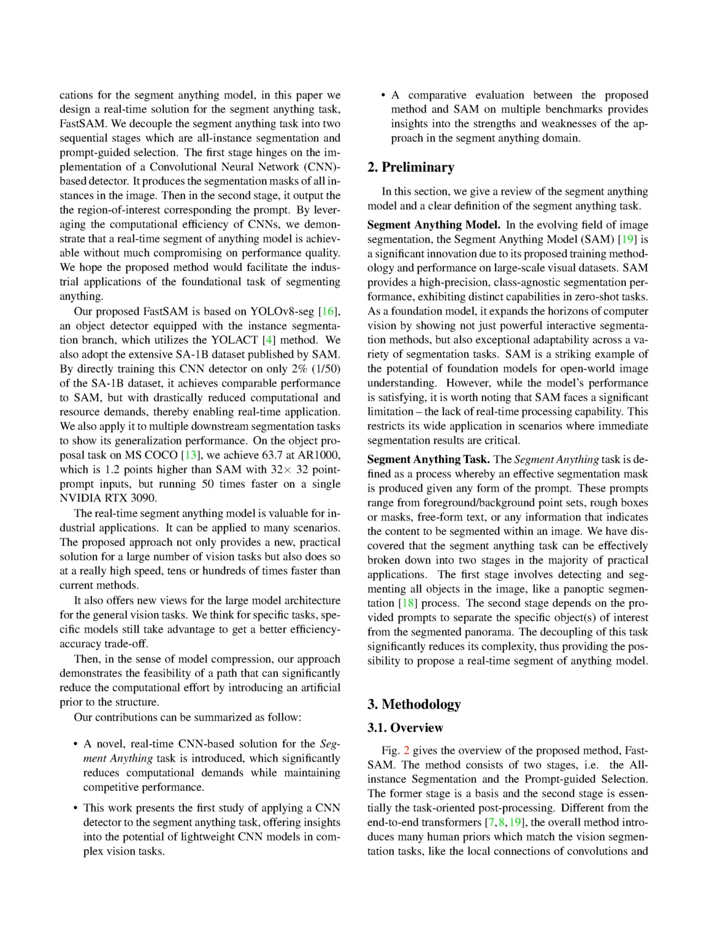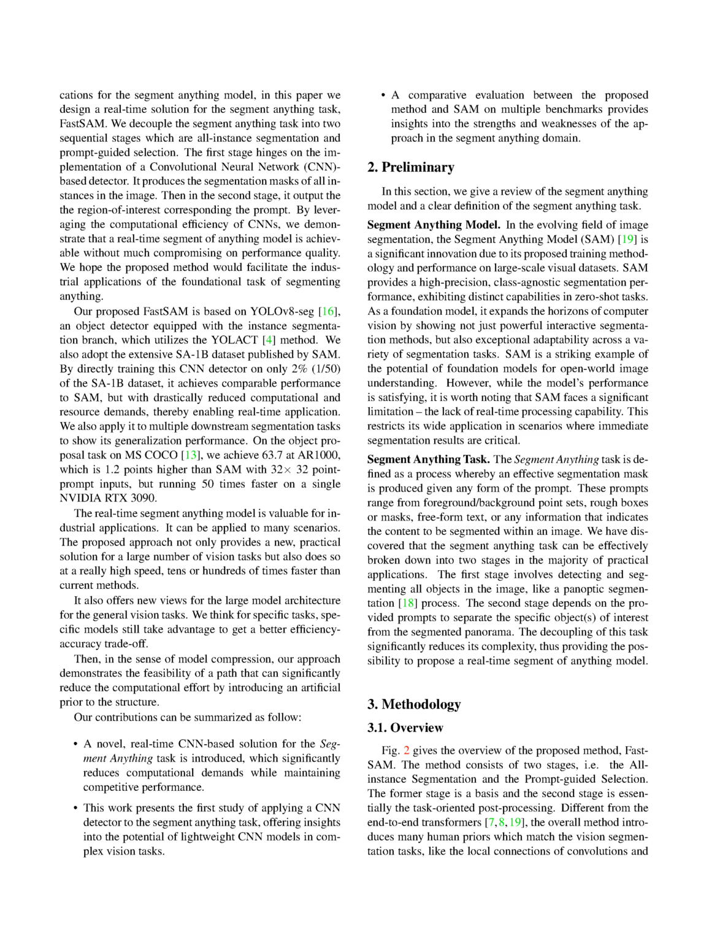Let's discuss our methodology. The proposed method, FAST, is comprised of two stages: all-instance segmentation and prompt-guided selection. The first stage sets the groundwork, and the second stage is essentially a task-oriented post-processing. Unlike the end-to-end transformers, our method includes several human priors that are aligned with vision segmentation tasks, such as the local connections of convolutions and the strategies for assigning objects relevant to the receptive field.